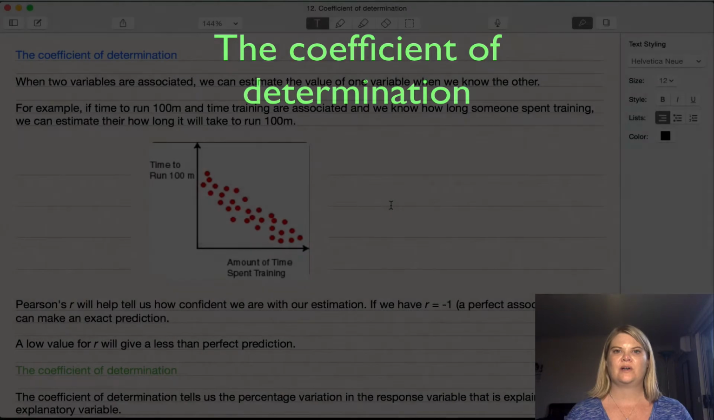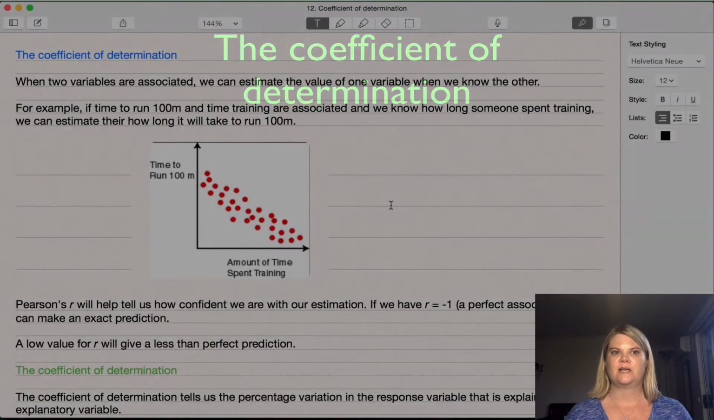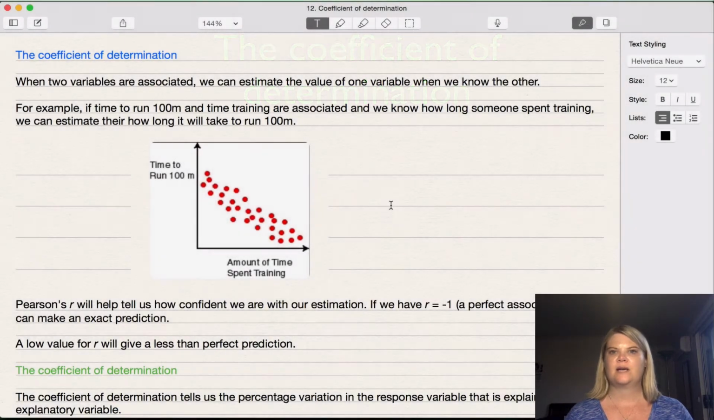And welcome to our video on the coefficient of determination. We've already looked at Pearson's R as an estimation to show us the strength of the relationship between two variables. And what we find is that when we know that two variables are associated, we can estimate the value of one variable when we know the other.